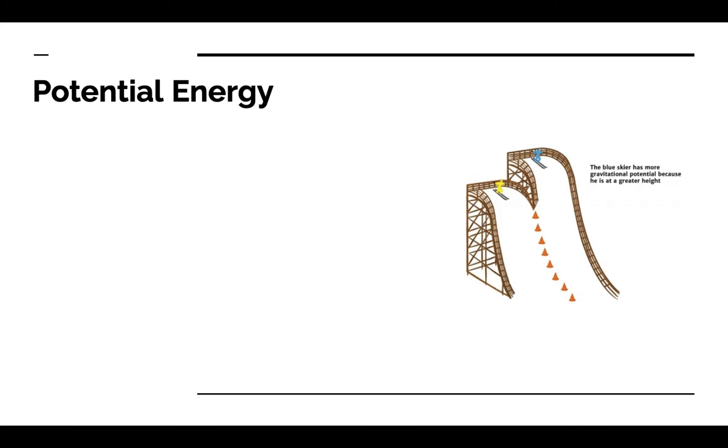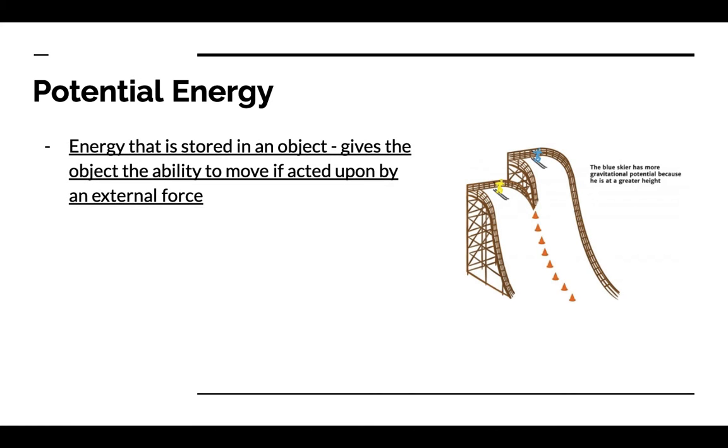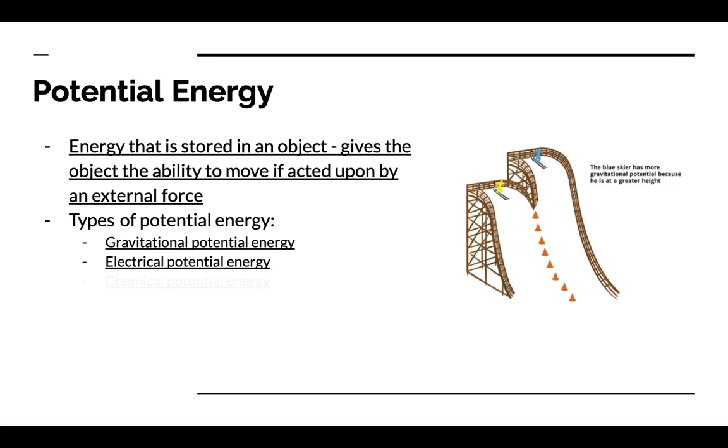So now we come back to this idea of energy being stored in an object. What do we call that? We call that potential energy. So energy stored in an object is what we call potential energy. It gives the object the ability to move if acted upon by an external force. So there are different types of potential energy: gravitational potential energy, electrical potential energy, and chemical potential energy. We'll explore electrical potential energy in a later unit, but let's look at gravitational and chemical right now.